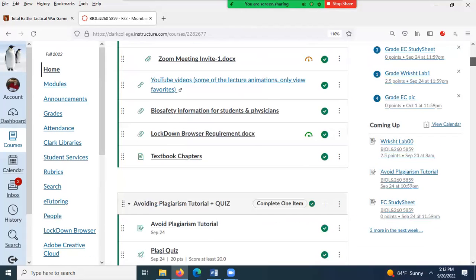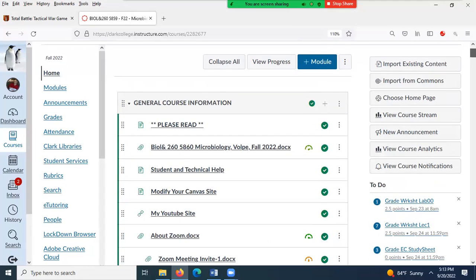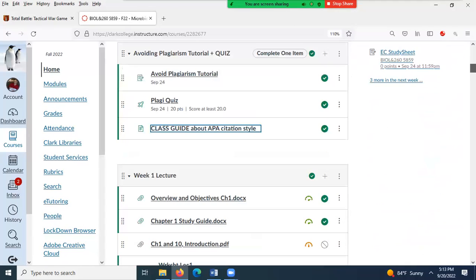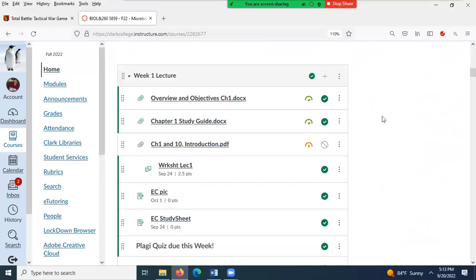So take a look at your web page. I have the Zoom meeting invite, which obviously I mailed to you and you got it because you connected to the class. All right, any questions about any of that? So if you scroll down, we'll then have the week 1 lecture. I have an overview of chapter 1 and the objectives of chapter 1.